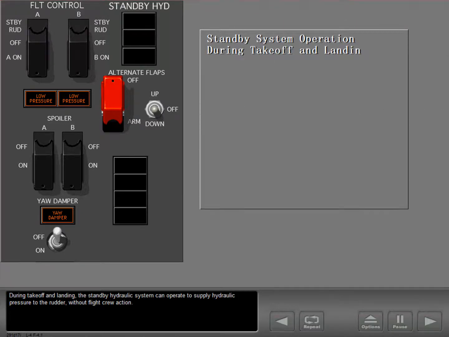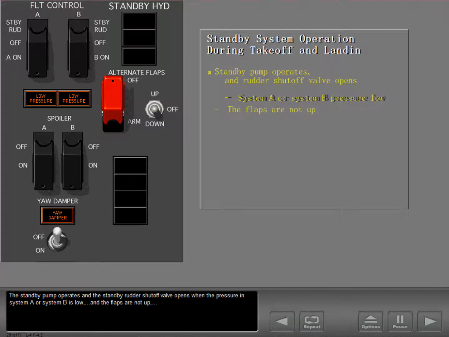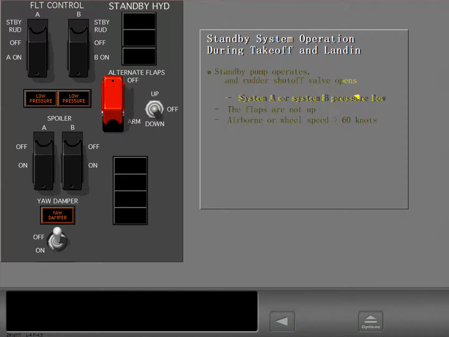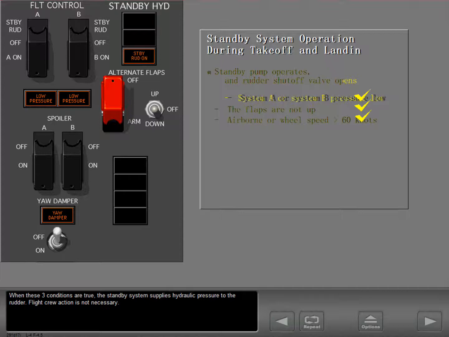During takeoff and landing, the standby hydraulic system can operate to supply hydraulic pressure to the rudder without flight crew action. The standby pump operates and the standby rudder shutoff valve opens when the pressure in System A or System B is low and the flaps are not up, and the airplane is airborne or the wheel speed is greater than 60 knots. When these three conditions are true, the standby system supplies hydraulic pressure to the rudder. Flight crew action is not necessary. The standby system operates until the flaps are fully up.